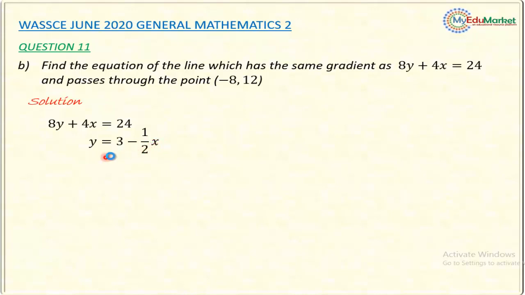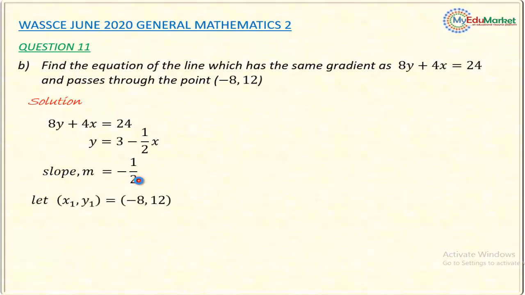So here y is already the subject, so I can look for the coefficient of x, which is minus 1 over 2. Minus 1 over 2 is the coefficient of x. This is now the gradient or the slope of this line. And the question says the line whose equation we need to find has its slope also the same as the slope of this. I have seen that the slope of this line is minus 1 over 2. So I can now write the slope m of the line we need to find as minus 1 over 2.